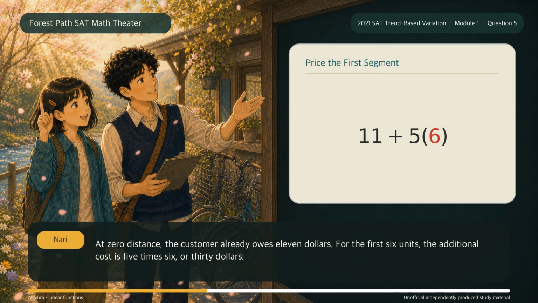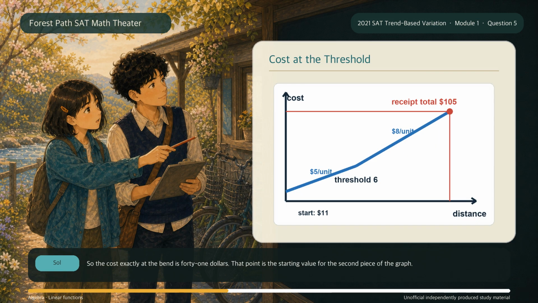At 0 distance, the customer already owes $11. For the first 6 units, the additional cost is 5 times 6, or $30. So the cost exactly at the bend is $41. That point is the starting value for the second piece of the graph.